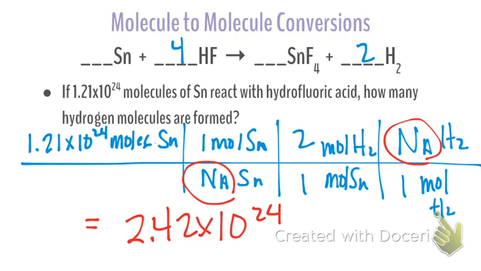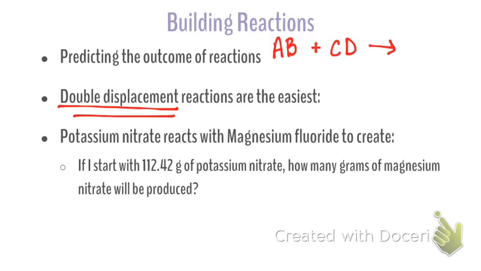Oh, so we can just do times 2. Right. Because since Avogadro's number is on the top and the bottom, we don't have to bother plugging it in. Okay.